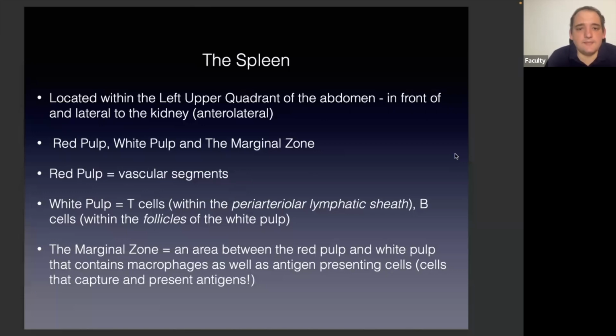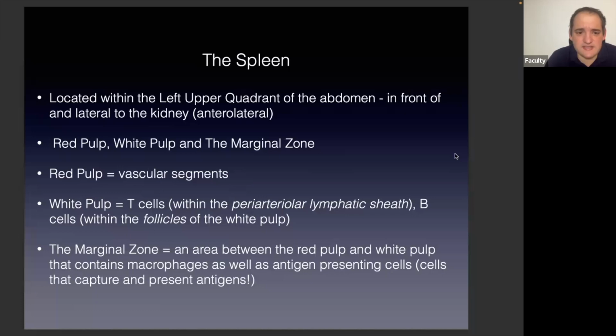the kidneys. So the spleen, the way it's organized is we have what we call different sections, but specifically we have areas of red pulp, white pulp, and the marginal zone. Thankfully, they're named specifically for the purpose. Red pulp is the vascular segments. And within each spleen, obviously, you have all these components. The white pulp, however, is predominantly composed of T cells. It's within a part of the spleen called the periarteriolar lymphatic sheath. Okay, just sometimes people call it the PALS.